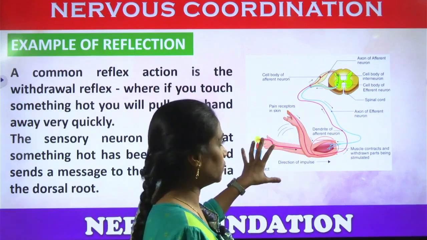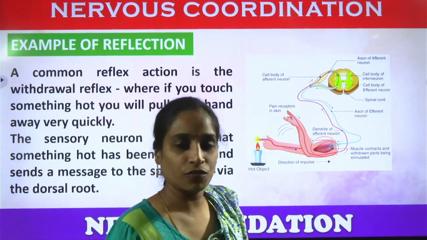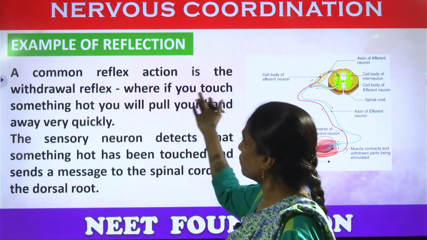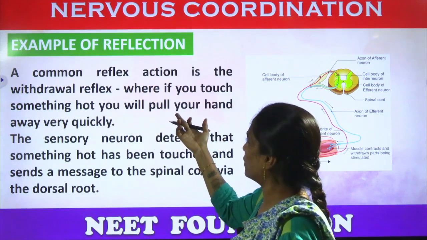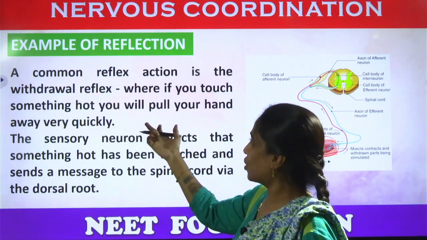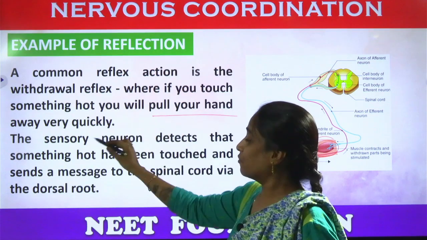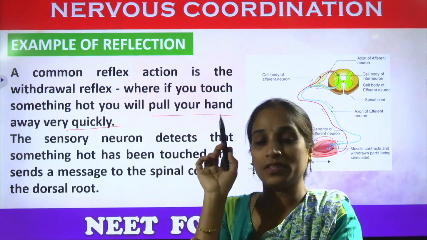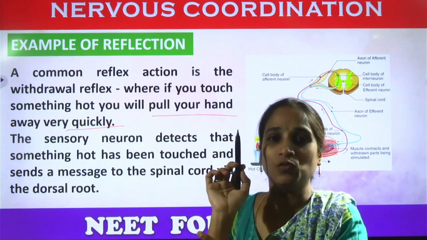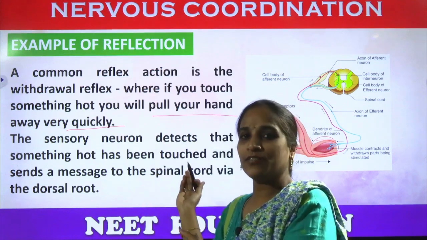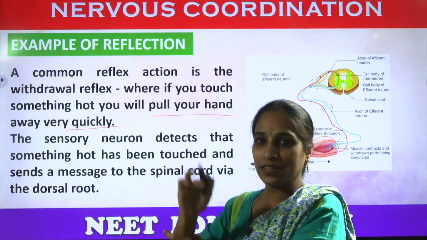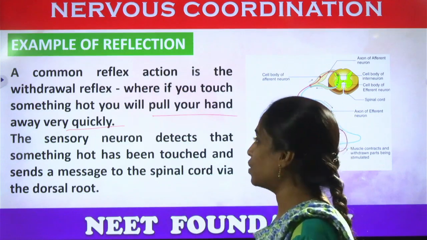So this is one of the situational examples of a reflex arc. A common reflex action is a withdrawal reflex, where if you touch something hot, you will pull your hand away very quickly. The muscles present inside the limbs are called voluntary muscles, as immediately we are withdrawing it back. So this kind of immediate reaction is called a reflex action, an involuntary action.